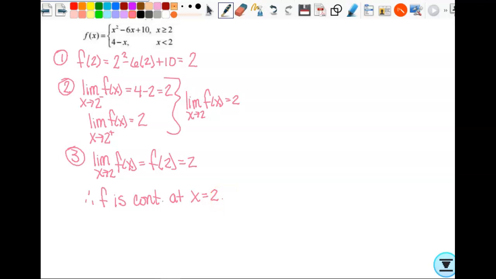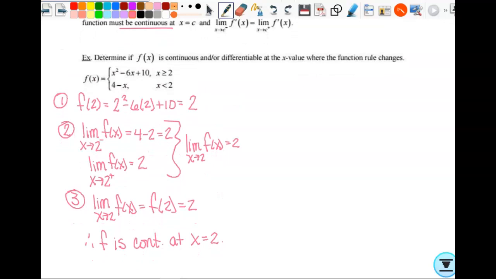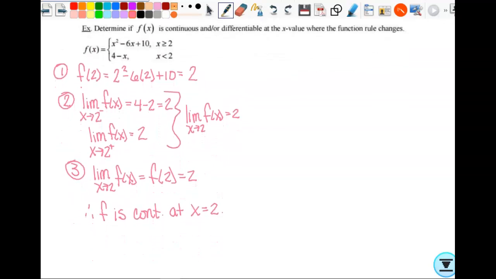Because the question says we are going to determine if it is continuous and or differentiable. Just because it's continuous, does that mean it's differentiable? No. Okay, so in order for me to figure that out, I have to find f prime of x. So I'm going to take the derivative of a piecewise function, which is pretty simple, right? So this, I'm just using my power rule. So the derivative of that first piece is going to be 2x, then minus 6. What's the derivative of 10? 0.